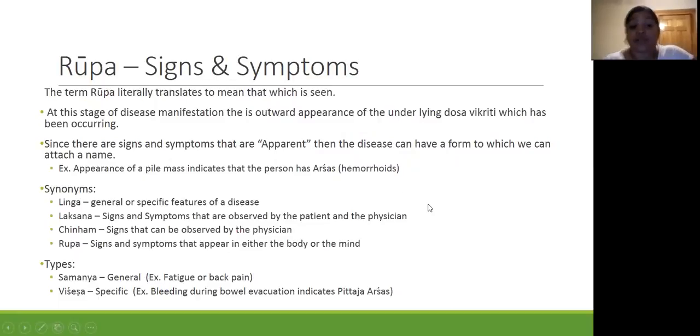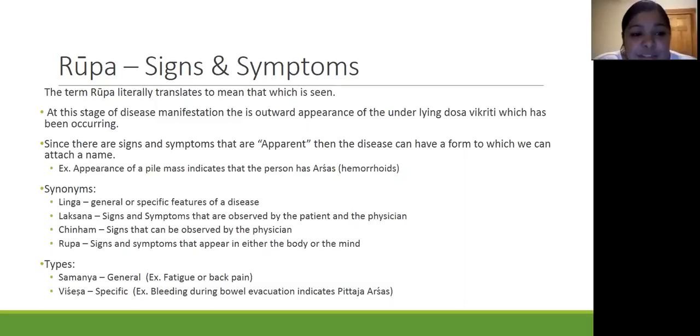So for instance, once there is appearance of the pile mass, that indicates that the person has hemorrhoids, right? If there's a pile mass, there's hemorrhoids. Usually the purva rupa for that is typically something like constipation or gas or difficulty in passing bowels. However, those are the purva rupas for arshas. However, here, once the pile mass forms and it's there, that definitely means that the person has hemorrhoids, right? Hemorrhoids is basically a pile mass. So if they have that, that is the sign or the symptom of this particular disease.